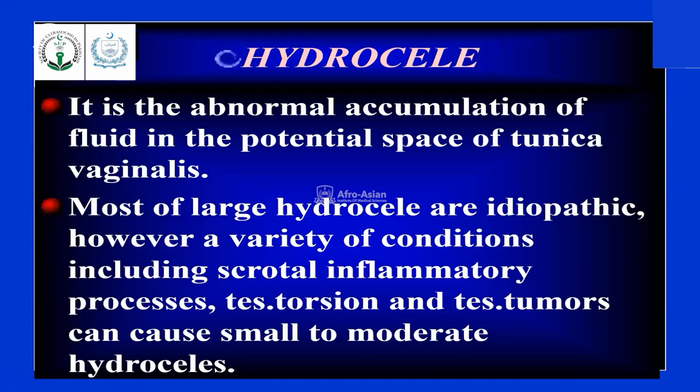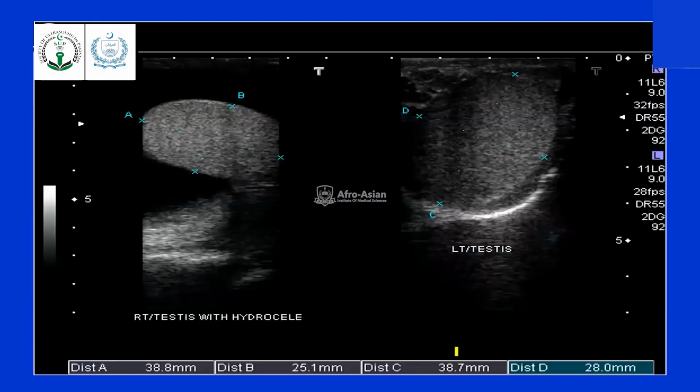Hydrocele is abnormal accumulation of fluid in the potential space of tunica vaginalis. Most large hydroceles are idiopathic. However, a variety of conditions, including scrotal inflammatory processes, testicular torsion, and testicular tumors, can cause small to moderate hydroceles.